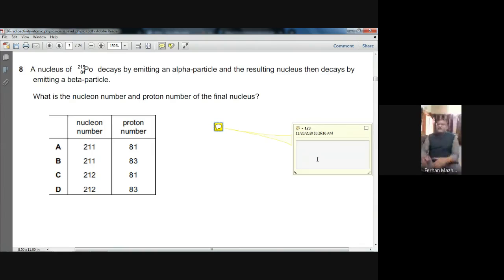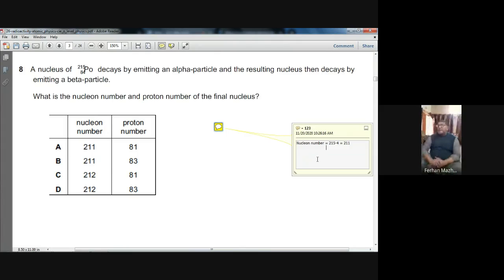So let's say what happens with the nucleon number. First, an alpha decay happened. Whenever an alpha decay happens, the nucleon number decreases by 4. So the nucleon number will become 211. You understand this? Then what happened?